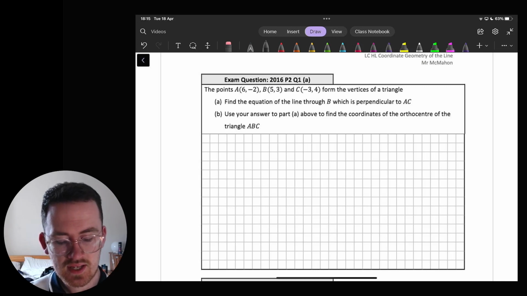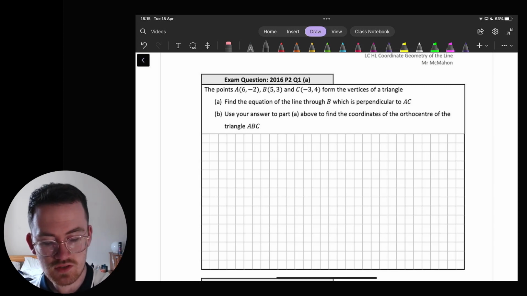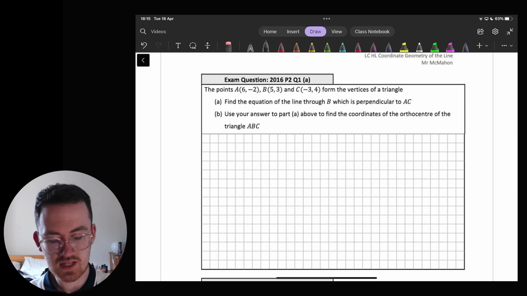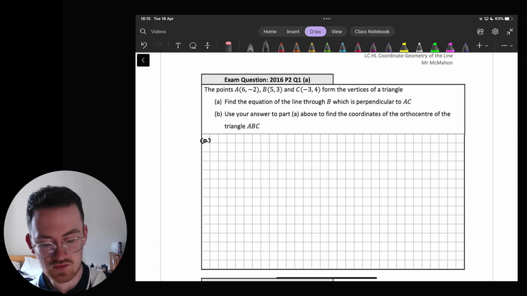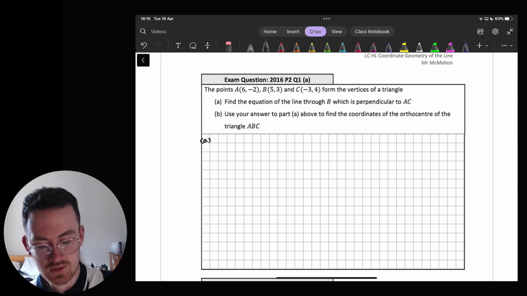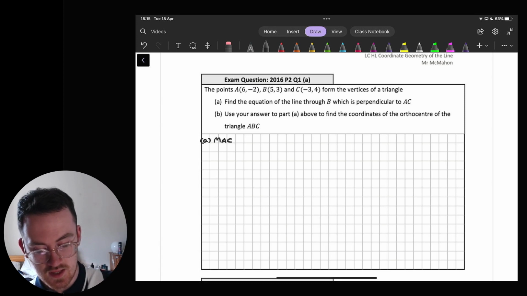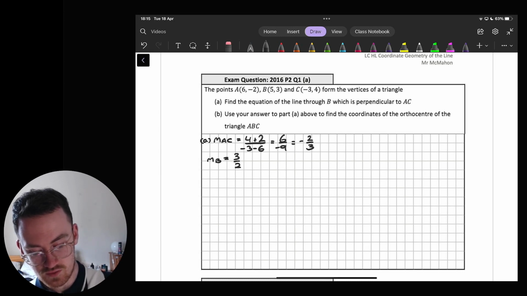So we're trying to find, first of all, the equation for line 3b, which is perpendicular to AC. So fairly straightforward. So equation 3b perpendicular to AC. So we need to get the slope of AC first. So 4 minus 2, over minus 3 minus 6, gives me 2 over minus 9, which is minus 2 over 3. Meaning the slope of the line 3b will be 3 over 2.